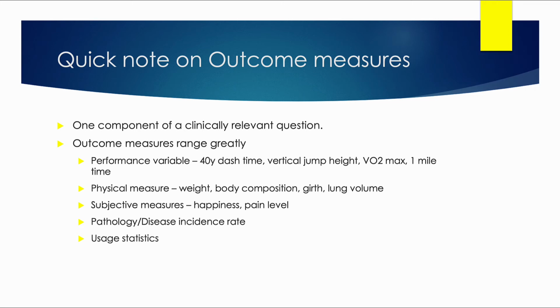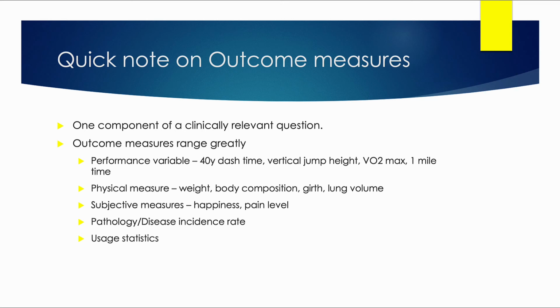measures such as performance variables like 40-yard dash time, vertical jump height, VO2 max, 1 mile time. There are a lot of different performance variables we can measure. Some are very easy to measure, some require complex equipment. We can use physical measurements like weight, body composition through BMI, or if you're lucky enough to have a Bod Pod or something like that, maybe that's how you measure body composition. We can measure girth. That could be waist girth to measure, again, some aspect of body composition, or the girth of an extremity to look at muscle mass increases. Could be volume of the lungs using a spirometer. Those are physical measures you might take.